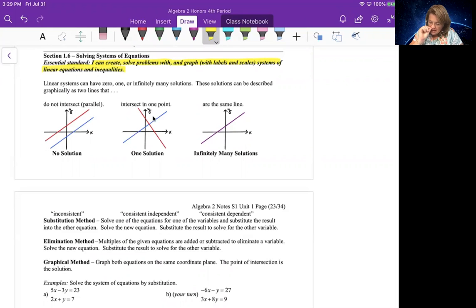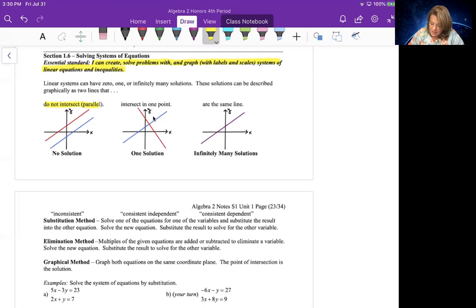Linear systems can have 0, 1, or an infinite number of solutions. Okay, that's kind of weird, right? But we'll talk about what that means. These solutions can be described graphically as two lines that do not intersect. If I have two lines that are parallel to one another, each line has its own equation, and they do not intersect, there are no solutions. I do not have a point on these graphs that is in common with one another, okay? So there is no solution for lines that are parallel, they don't intersect.